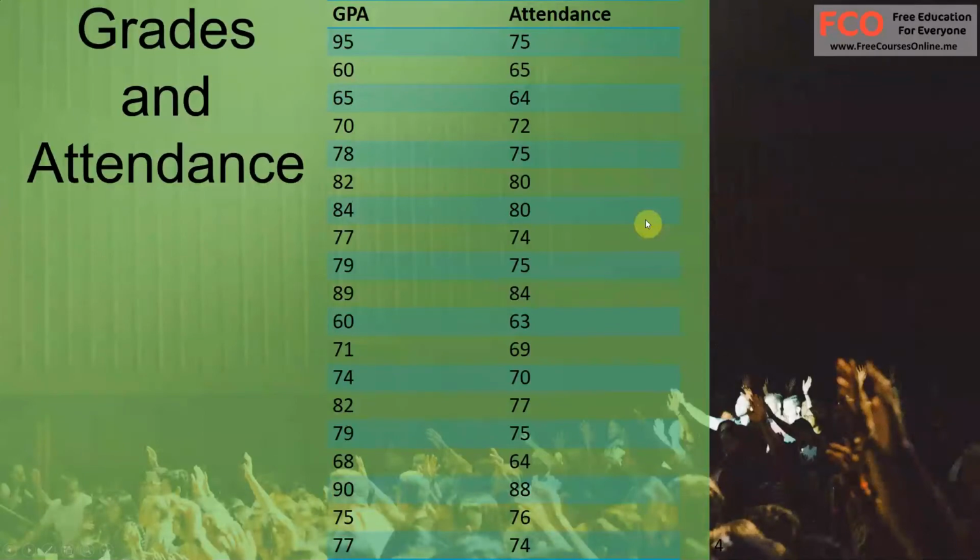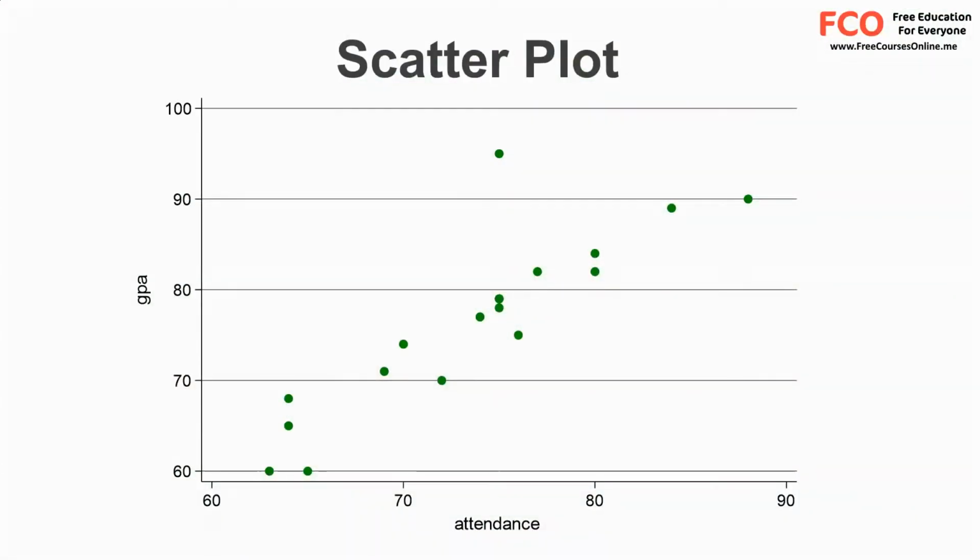Now, in order for us to see if there's a relationship, one of the best things to do is to produce a graph, specifically a scatter plot. Visualizing the data makes it easy for us to identify if there is a relationship. So what we actually do is that we produce the scatter plot. On the y-axis, we plot the GPA, and on the x-axis, we plot attendance. And then we plot every single point.